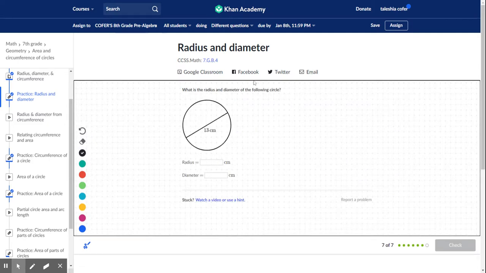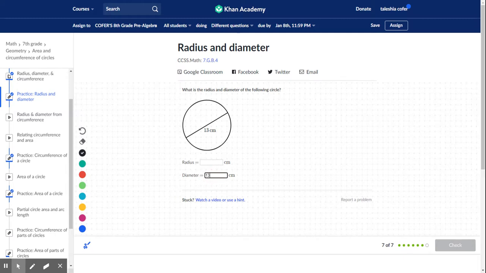And on this one, they give me the whole circle. They tell me that the distance across the circle from one side to the other is 13. That's my diameter. The radius starts right at the middle and goes to one side. So I have to figure out what 13 divided by 2 is to get the radius. I know that 2 can go into 13 6 times, if I can write my 6, because 6 times 2 is 12. 13 minus 12 gives me 1.